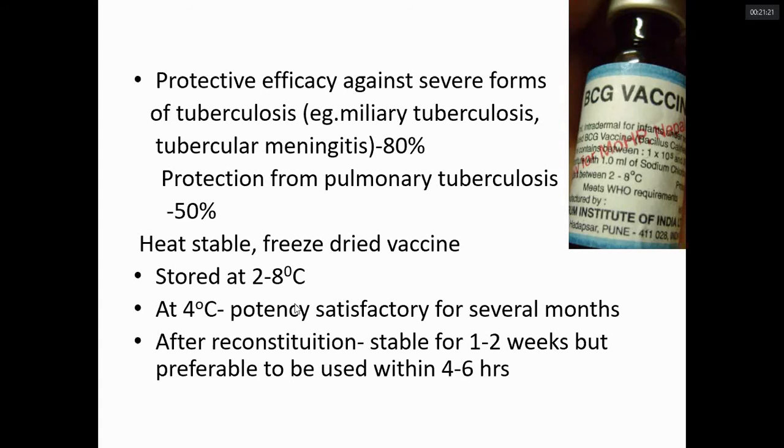Most of the vaccines are stored at 2 to 8 degrees centigrade. At 4 degrees centigrade, potency is satisfactory for several months. After reconstitution it is stable for 1 to 2 weeks, but preferably to be used within 4 to 6 hours.